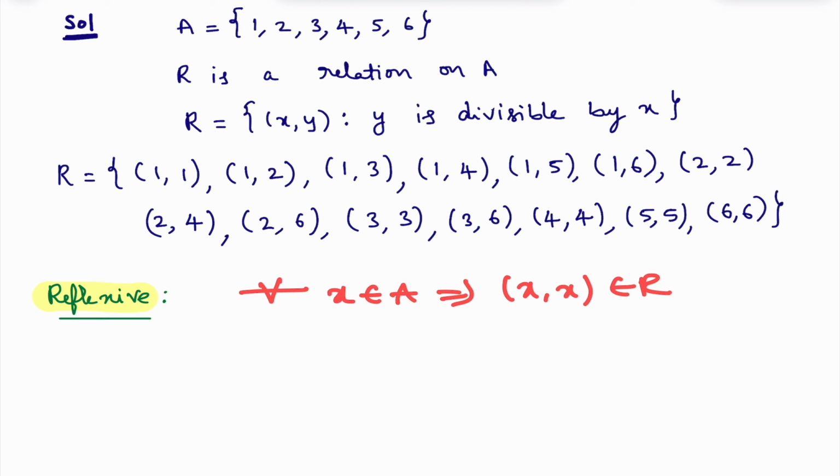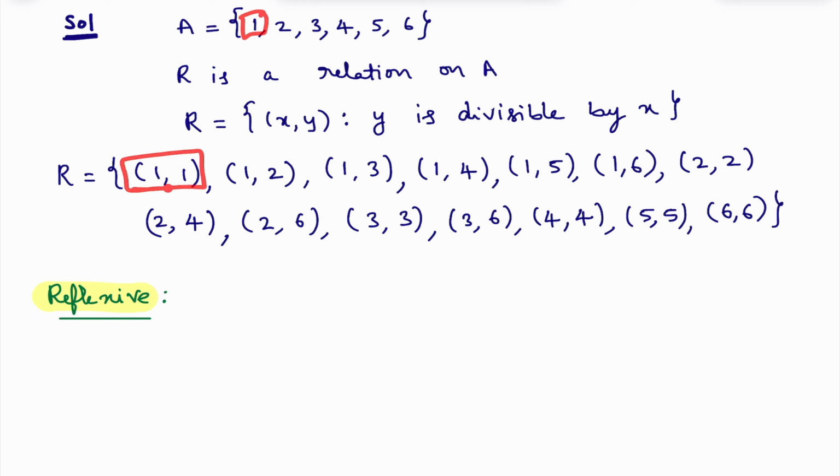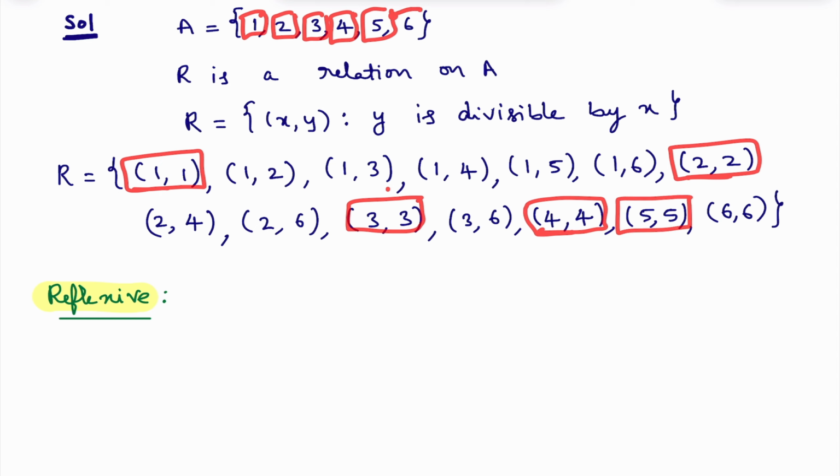You take 1 in set A. For 1 in set A, is 1 comma 1 there in the relation? Yes. For 2 in set A, is 2 comma 2 there? Yes. For 3 in set A, is 3 comma 3 there? Yes. For 4 in set A, is 4 comma 4 there? Yes. For 5 in set A, is 5 comma 5 there? Yes. For 6 in set A, is 6 comma 6 there? Yes. So what happened here?